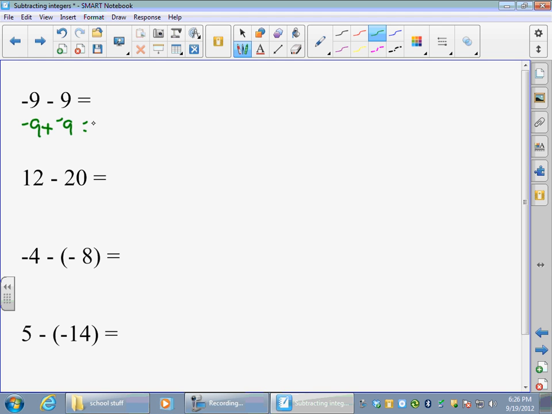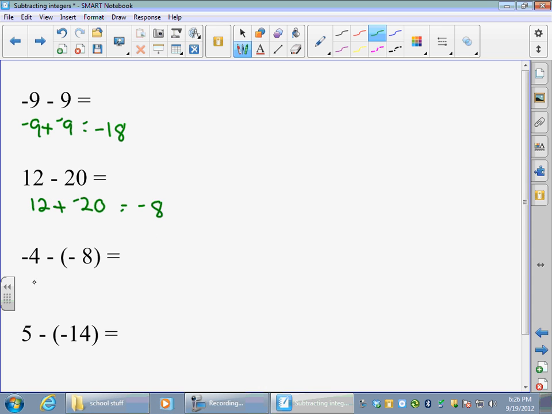Okay, so if I'm doing a negative 9 plus a negative 9, that should give me negative 18. Okay, this one should get changed. Add a line, change the sign on the 20. 12 plus negative 20 should give you a negative 8. The 20 is bigger, so the answer is negative. Subtract them, I get 8.